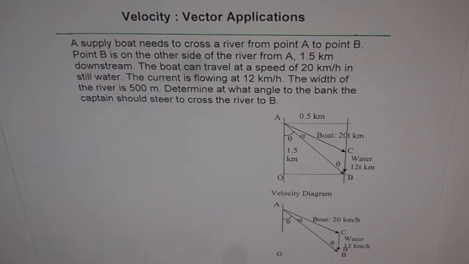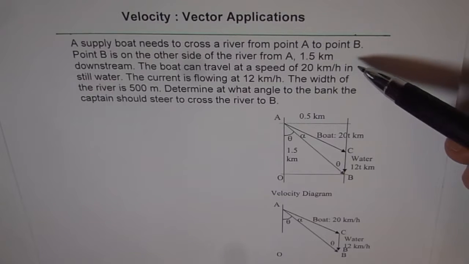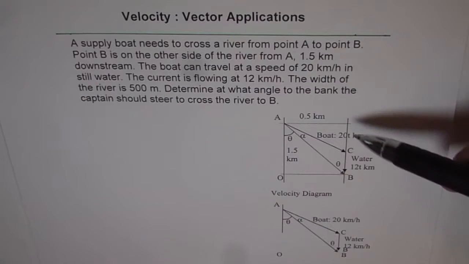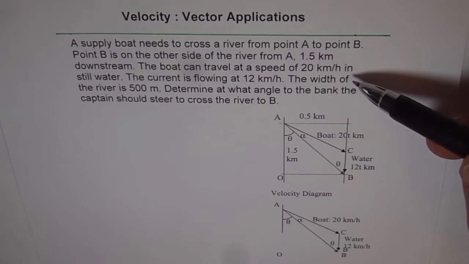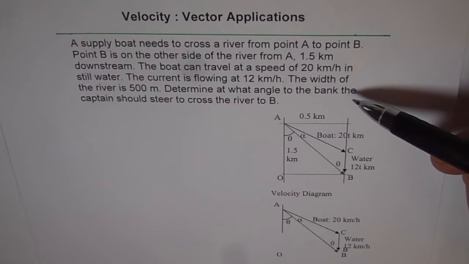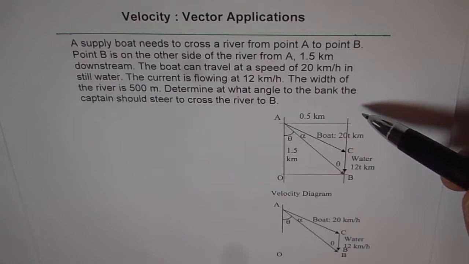So this example is a supply boat needs to cross a river from point A to point B. Point B is on the other side of the river from point A, 1.5 kilometers downstream. The boat can travel at the speed of 20 kilometers per hour in still water. The current is flowing at 12 kilometers per hour. The width of the river is 500 meters. Determine at what angle to the bank the captain should steer to cross the river to B.